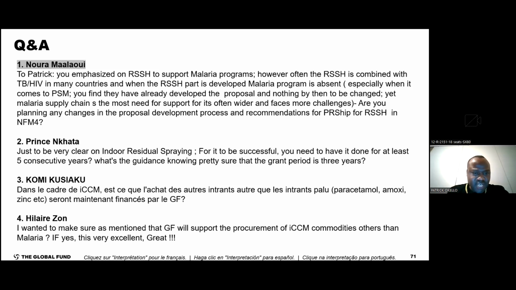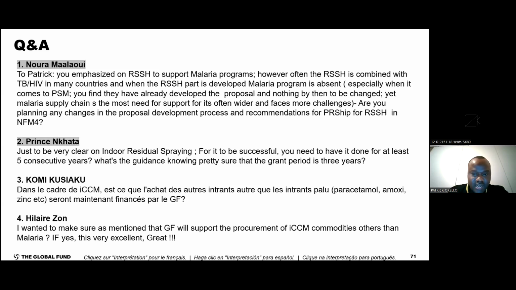Prince, just be very clear on indoor residual spraying. For it to be successful, we need to have it done for at least 5 consecutive years. What's the guidance, knowing pretty sure that the grant period is 3 years? What the language you'll see in the information note is that we advise any country before you initiate an IRS program to have a sustainable financing mechanism. As you rightly point out, that should be there for a longer period of time. Otherwise, the experience, and it has happened over and over, is that as soon as you discontinue the IRS program due to funding, often you're just going to have a rebound of malaria. So your point, Prince, is very clear also in the information note.